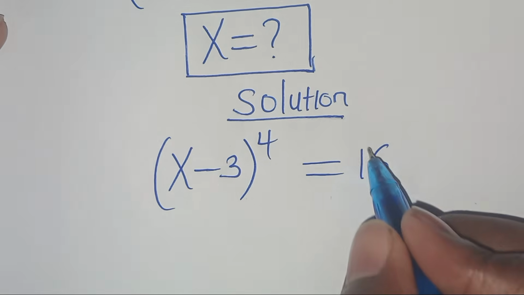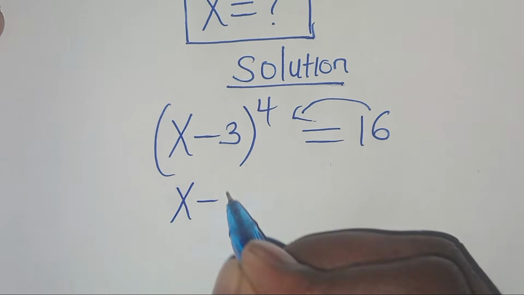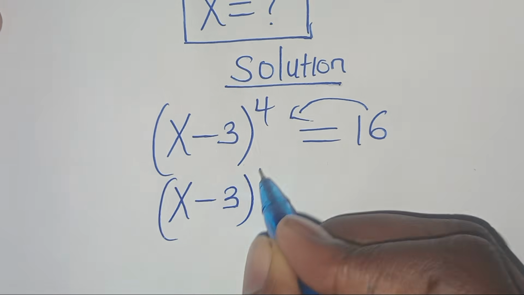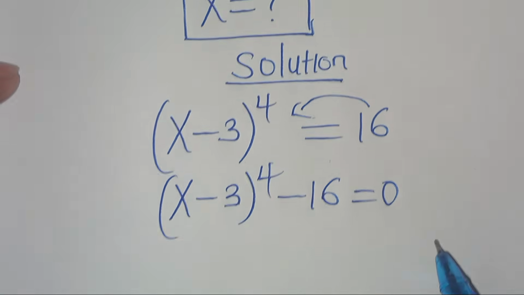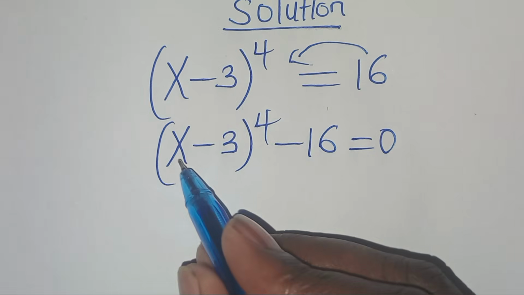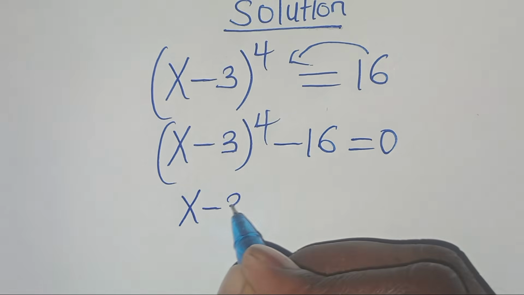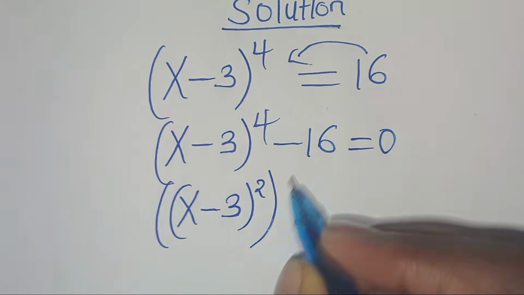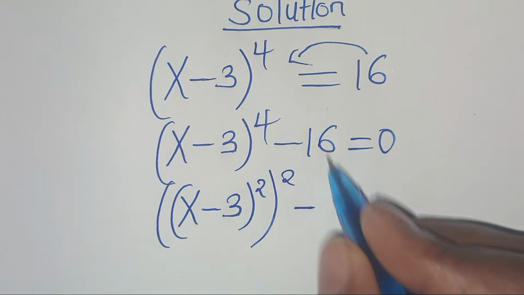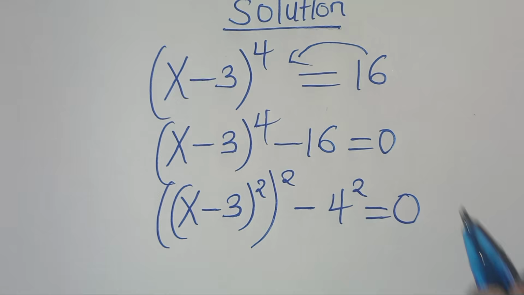Now let's take 16 to the left hand side so that we have (x - 3)^4 - 16 = 0. We can express (x - 3)^4 as ((x - 3)^2)^2, minus 16, which is 4^2. This is equal to 0.